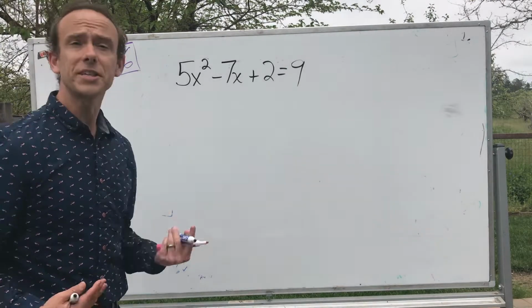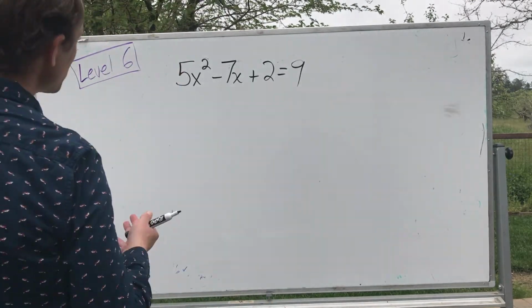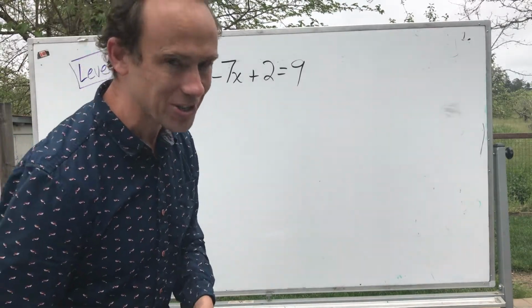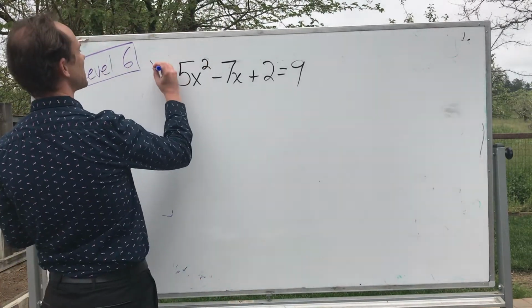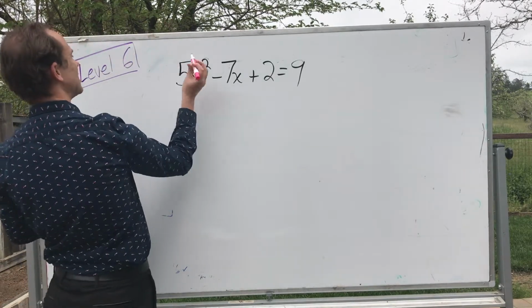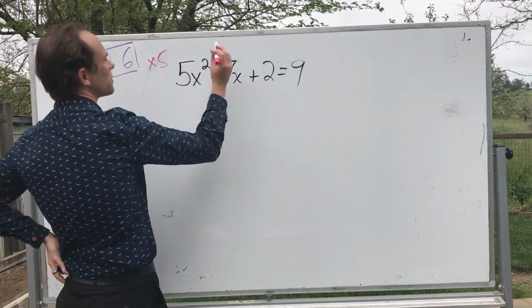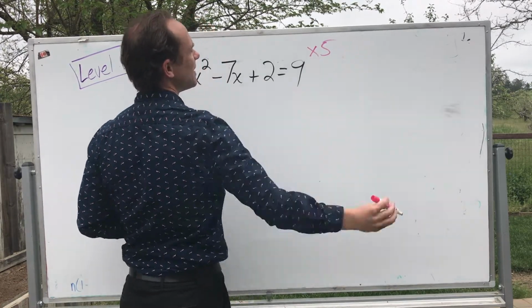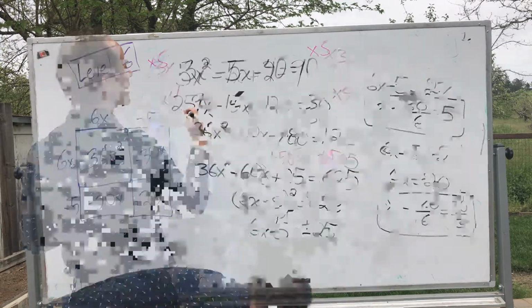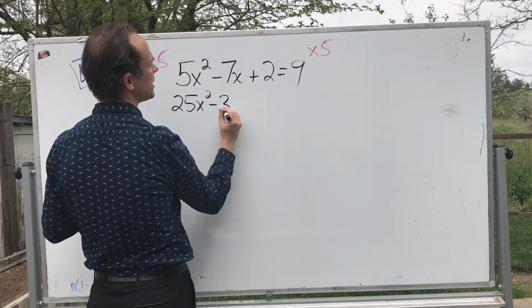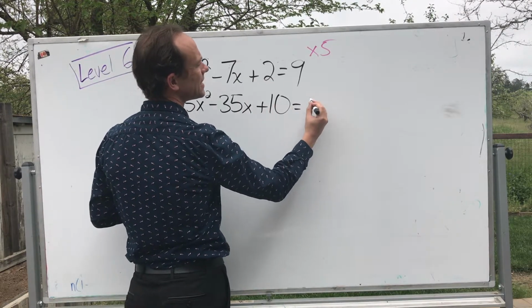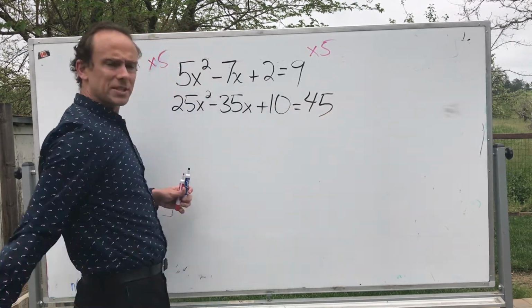All right, so once again, as we approach this quadratic, we say to ourselves, well, that's not a perfect square, so let's get this party started. Now let's multiply everything by 5. And I used pink last time, I'm going to use pink again. So let's multiply everything over here by 5 and everything on that side by 5. So we get 25x squared minus 35x plus 10 is equal to 45.